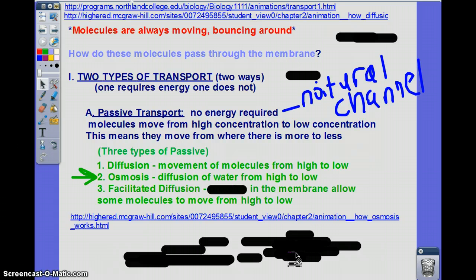Lipids. Good answer, but no. What else? He's on the right track. Yeah. No, we're in the cell membrane. No, exactly. So here's a video, I believe, of osmosis.